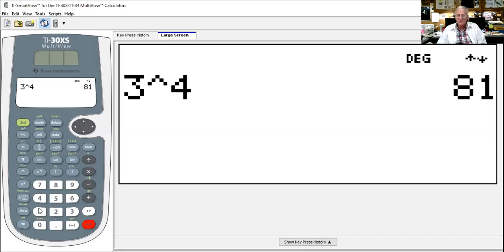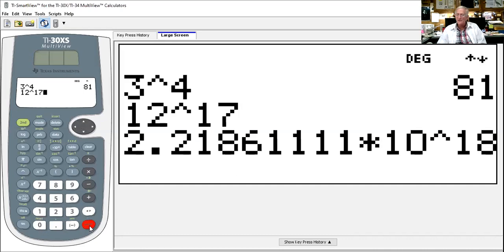But the last one, 12 to the 17th power, is a bit of a bear. 12 caret 17. When I do that, I get this big number. What does that number mean? Well, in case you've forgotten from high school, the decimal point is put after the first digit, 2, and you've got 2.218611111, all right? And then you've got, oh yeah, times 10 to the 18th power. The times sign there is kind of weird. All right, so it's times 10 to the 18th power.